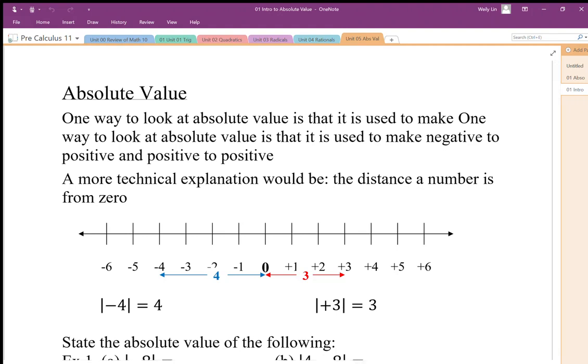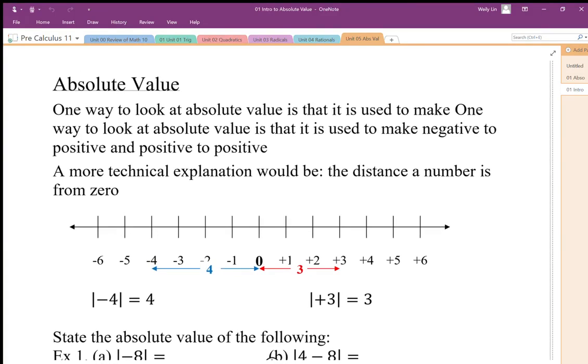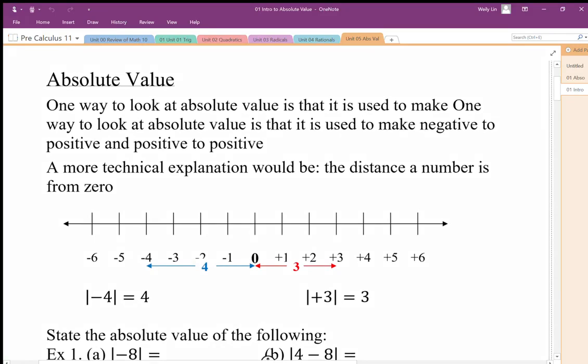One way to view absolute value, which we just looked at, is from a function perspective. So what does an absolute value actually do to numbers? One way we can look at it is that it changes negative numbers to positive and positive numbers to positive, so it doesn't change positive numbers. A more technical explanation, and this is how we should actually define absolute value, is that it is the distance a number is from zero on a number line.